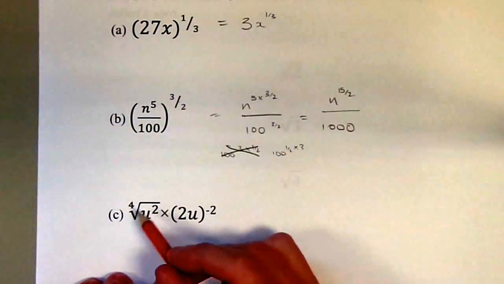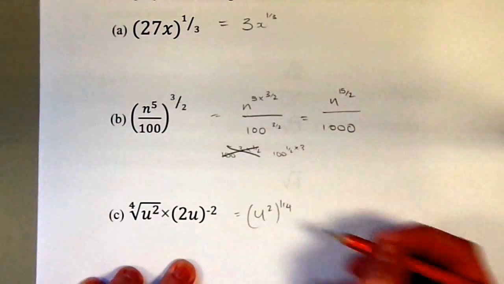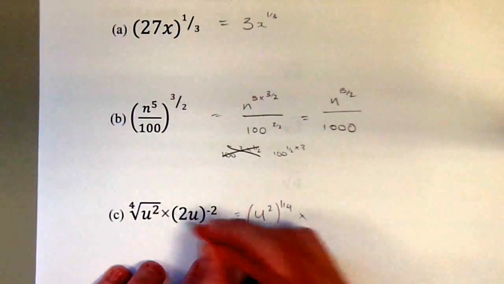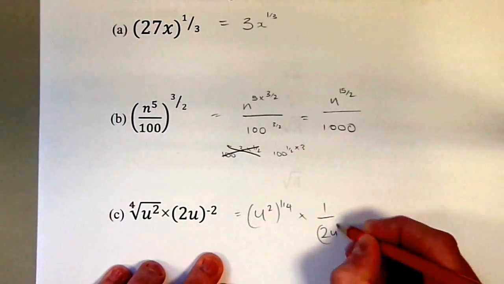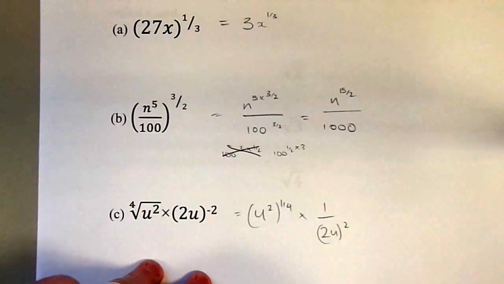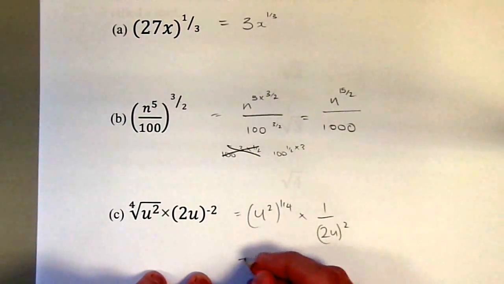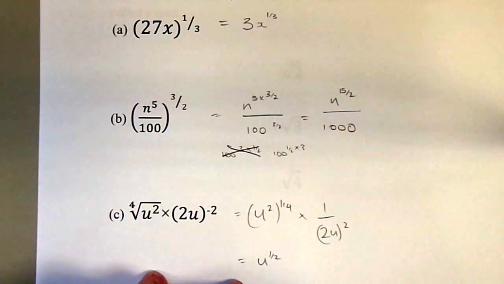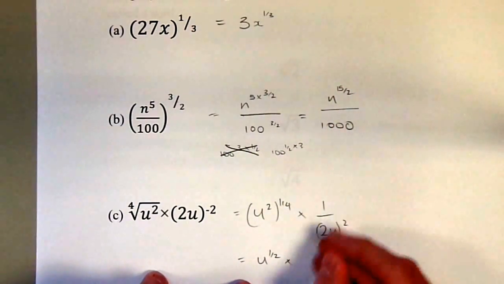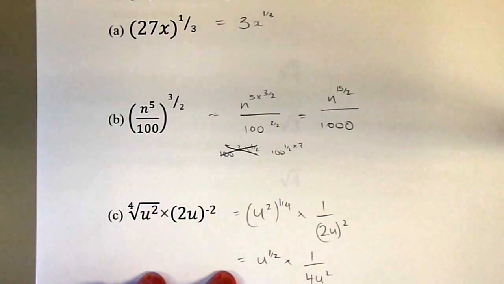And then the bottom one, we've got a 4th root, which is the same as raising to the power 1/4. This second term, we've got a negative power, which is the same as 1 over the positive power. Squaring and then raising to the power 1/4, where we can multiply those two together to simplify. 2 times 1/4 is 2/4, which is the same as 1/2. This bottom bit will simplify to 1/4u squared.